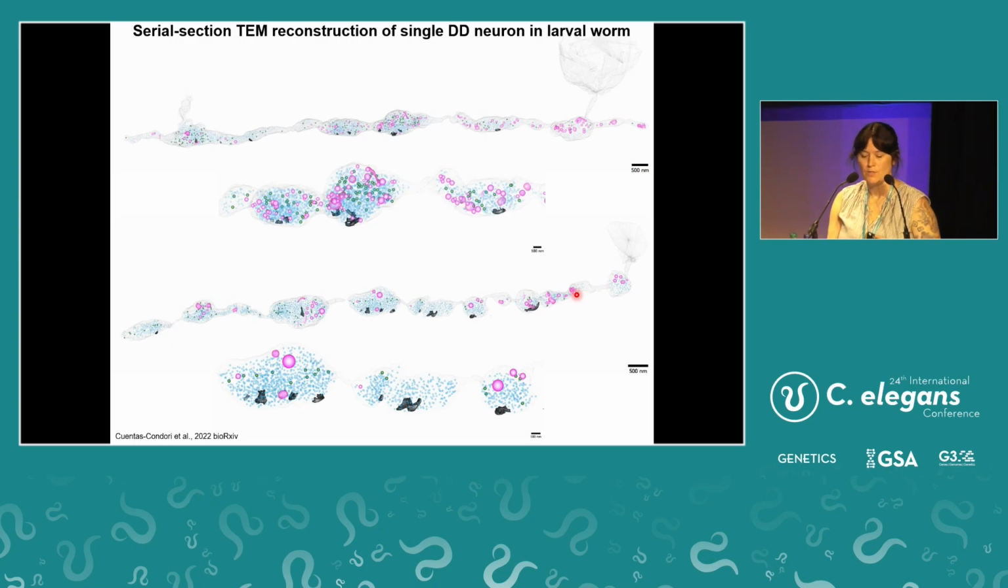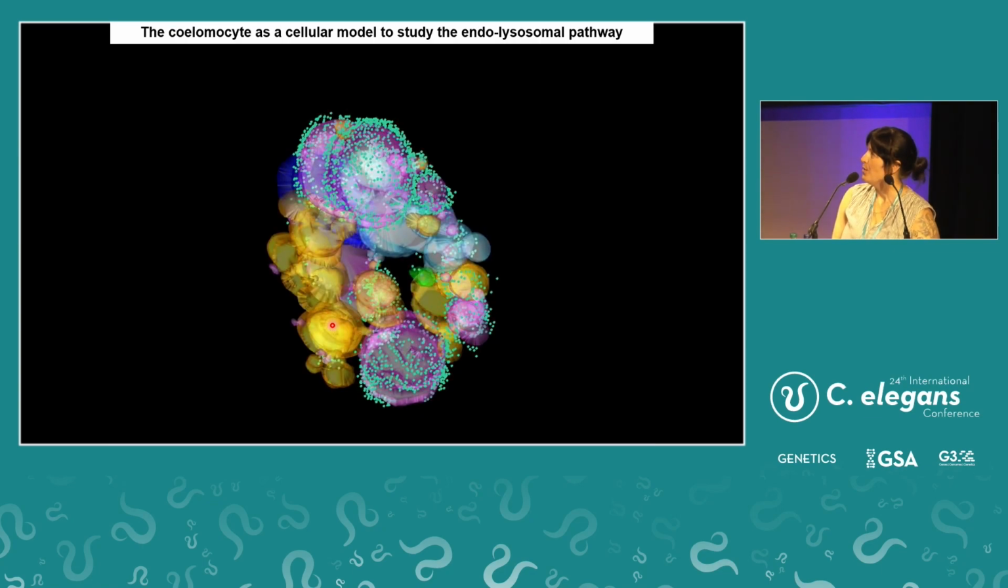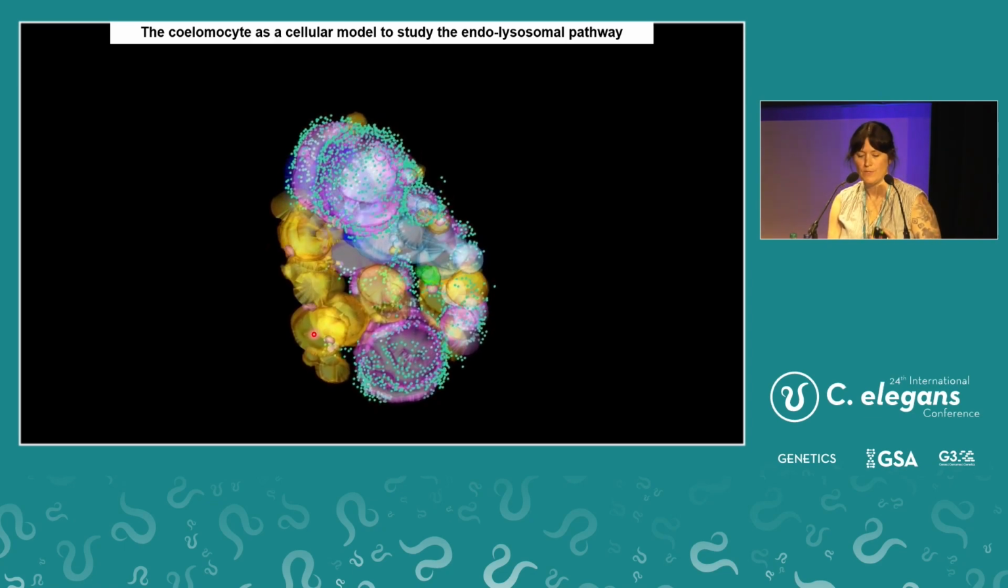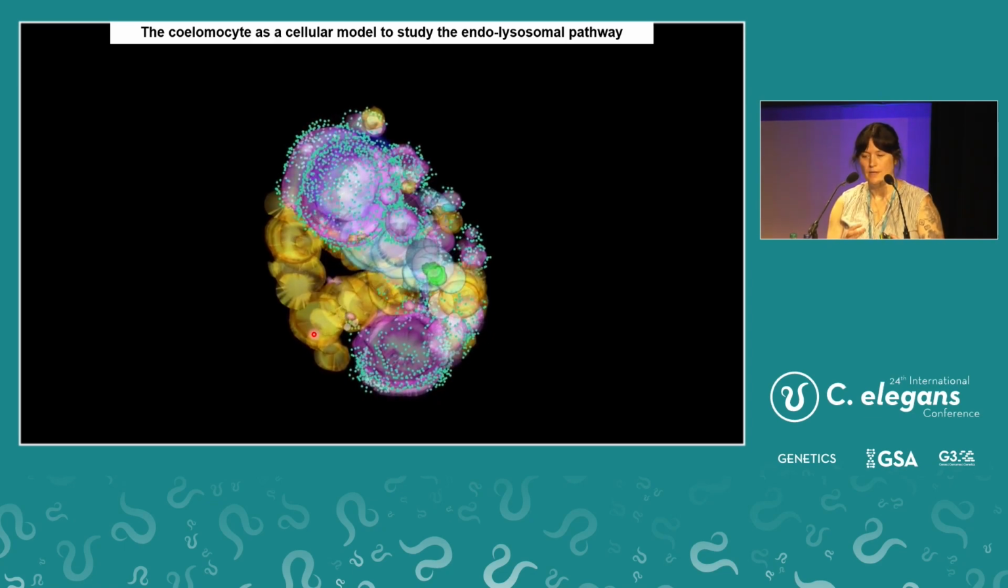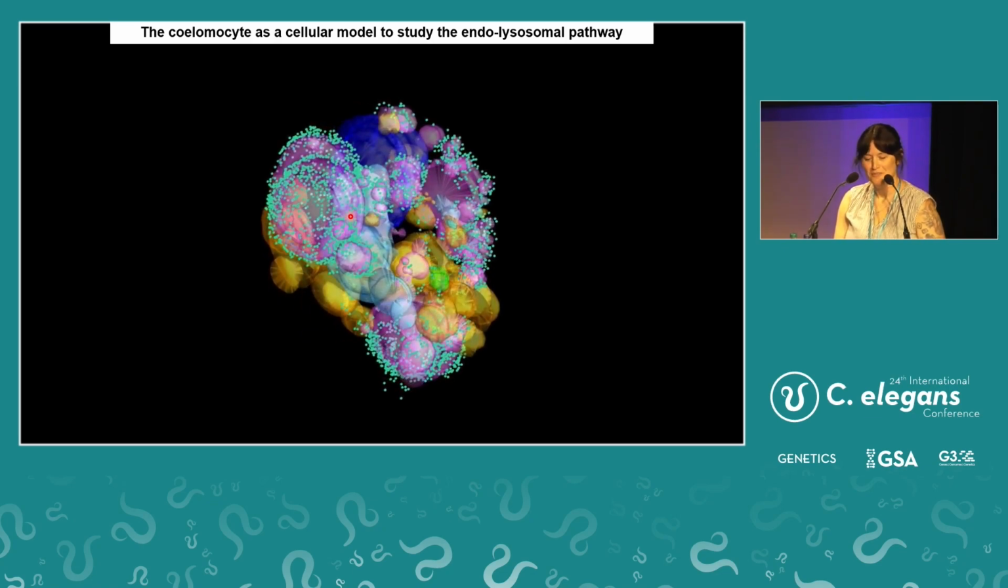Moving forward into something we're working on now, we're looking at a different single cell, a coelomocyte. And thanks to WormAtlas for this picture here. The coelomocyte is used as a cellular model really frequently to look at the endolysosomal pathway, and that is what we are also using it for. And so we were able to create this model of a coelomocyte and its endo and lysosomal compartments, as well as the transport vesicles surrounding those compartments.